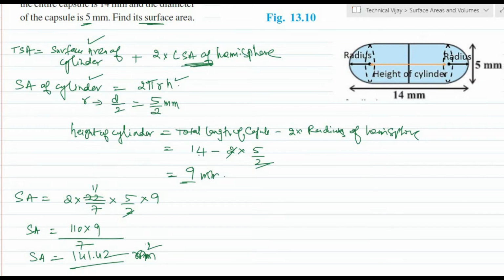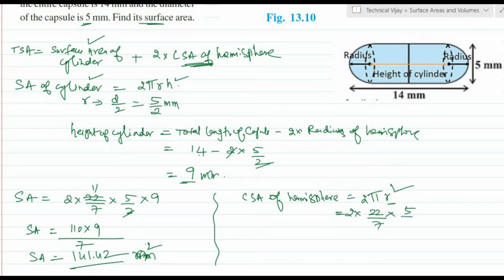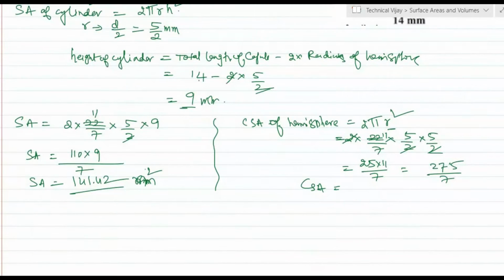Now 2 into the curved surface area of the hemisphere. The curved surface area of a hemisphere is equal to 2 pi r squared. So here this is equal to 2 into 22 by 7 into r, where the radius is 5 by 2, into 5 by 2. The 2s get cancelled. 5 fives are 25, into 11, divided by 7. So this is equal to 275 divided by 7. So the CSA of the hemisphere is equal to what?